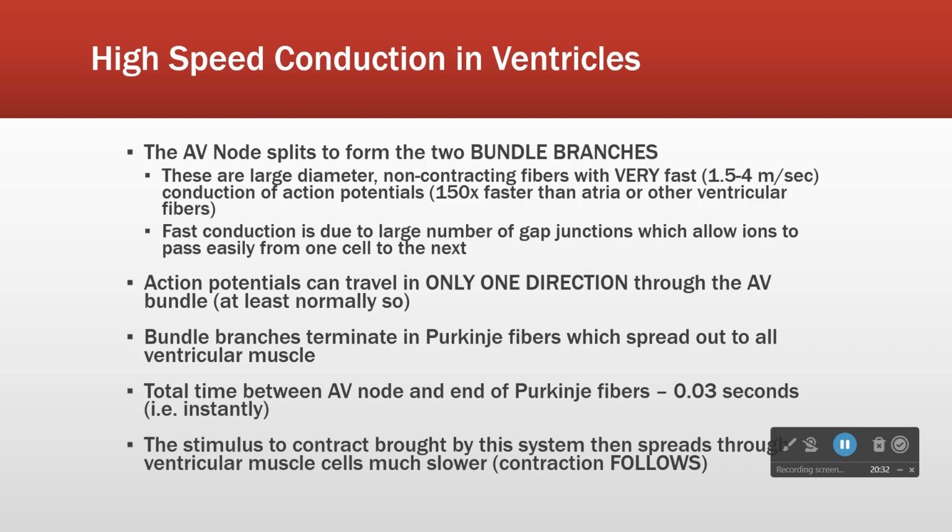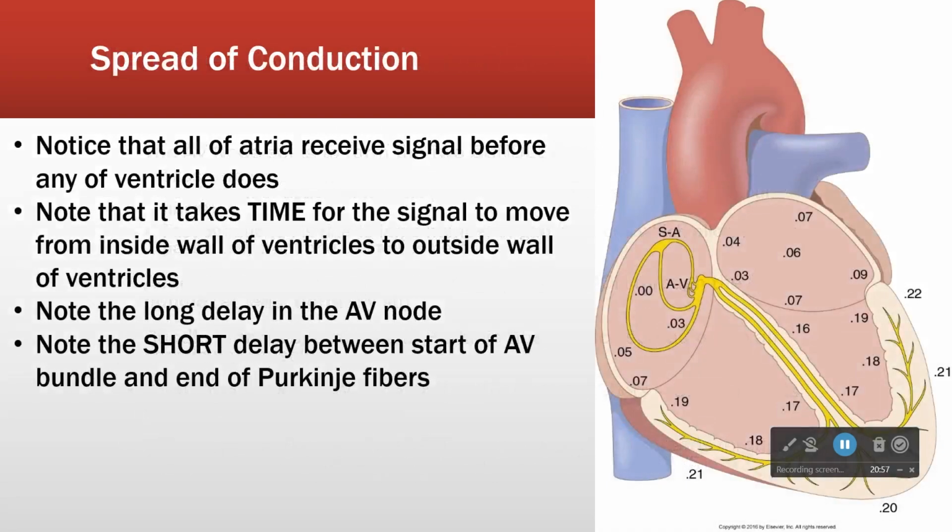All right, bundle branches terminate in Purkinje fibers. Total time between AV node and the end of the Purkinje fibers, 0.03 seconds, 30 milliseconds. So very, very fast. And then, just like our hose with all the holes in it, that very fast water flow then triggers depolarization of the ventricular cells all around it, and we get contraction then. So our spread of conduction is well timed.